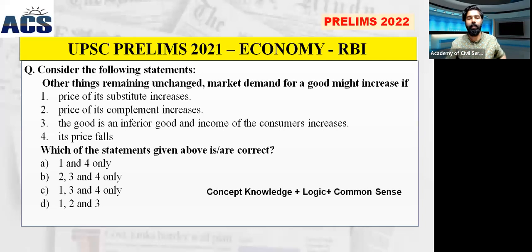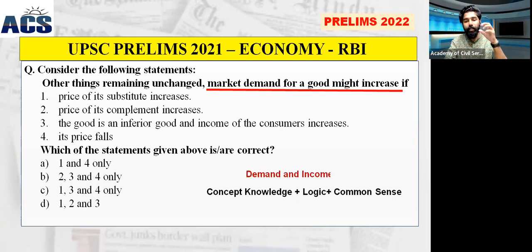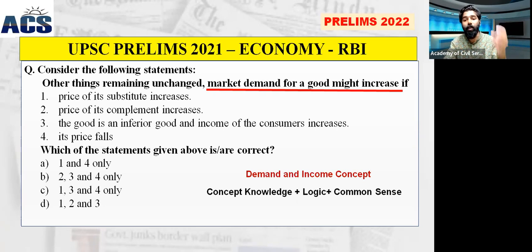There's another question in UPSC Prelims 2021 about demand and income related concepts, the market demand for a good. This one is also related to conceptual knowledge of the economy with regard to demand and the income of the public or the consumers. They're checking whether we have knowledge of demand and what effect income has: what changes happen when income increases with regard to demand. So the demand and income relationship is the concept we have to learn here. If you know the concept, you can easily solve the question.